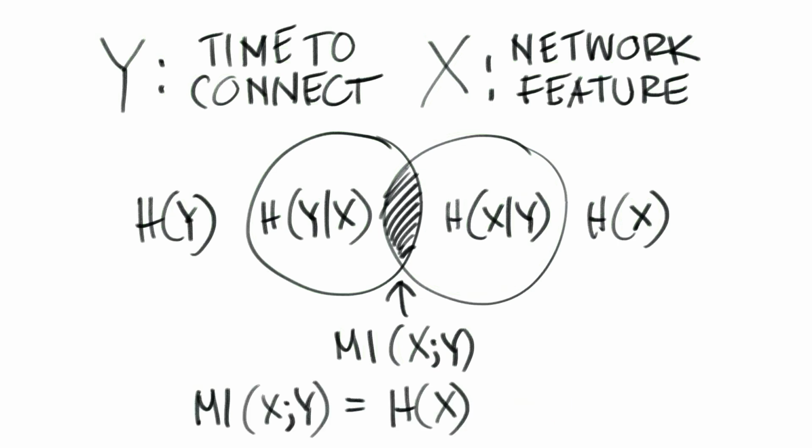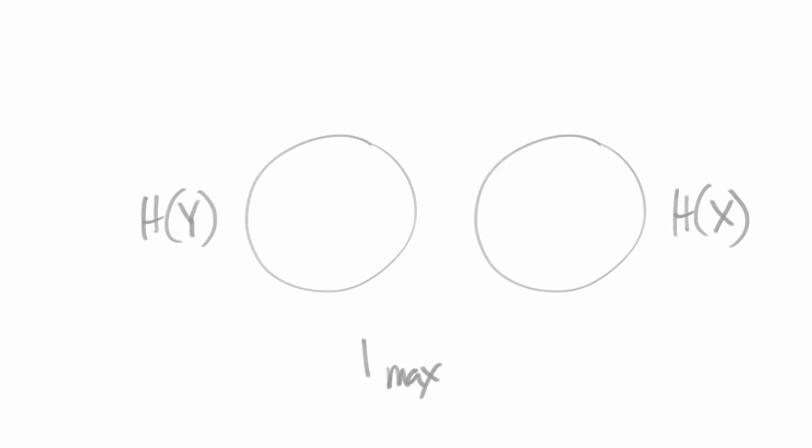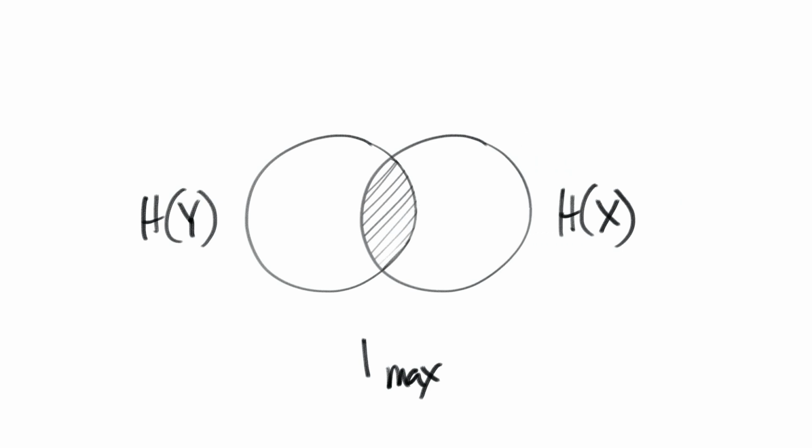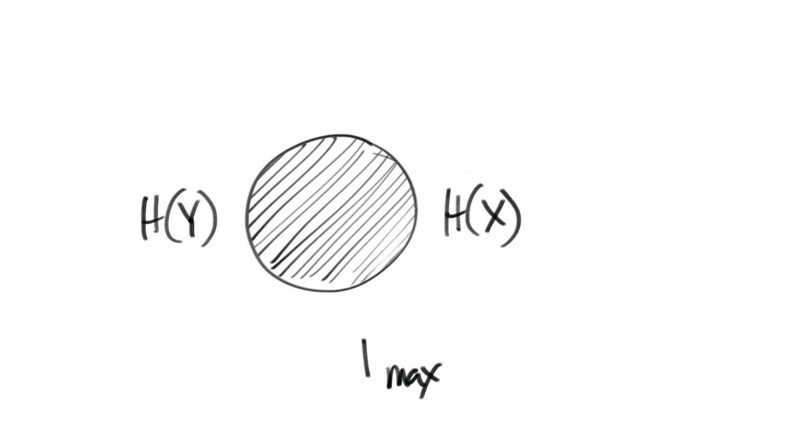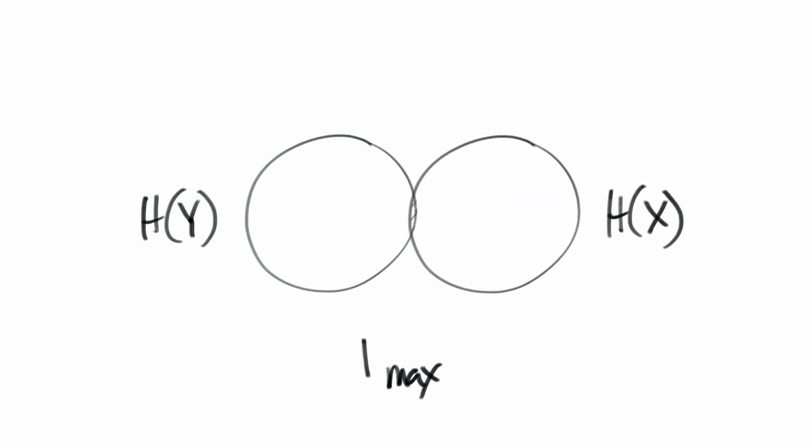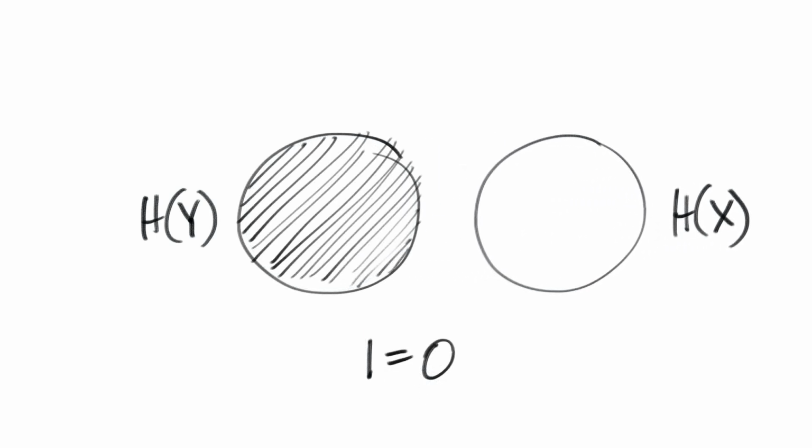This represents the mutual information of these two random variables, and it gives you an indication of how well your network feature provides some information about your SLE metric random variable y. If the network feature tells you everything about the SLE metric, then the mutual information is maximum. If it tells you nothing about the SLE metric, then the mutual information between x and y is 0.